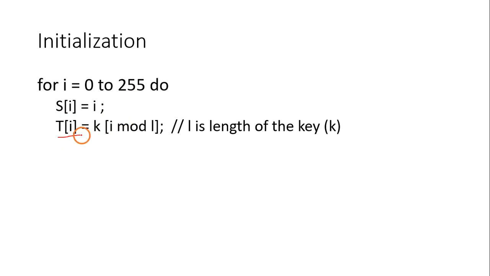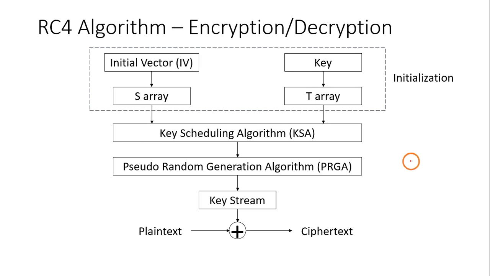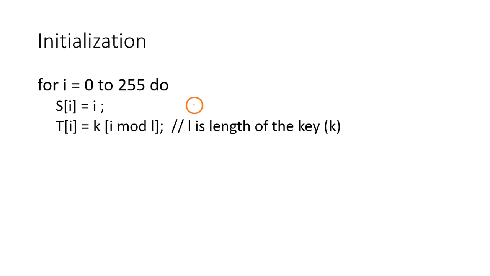Then what about the temporary array T? So I told you that the T array gets its contents from the key K, right? So this is the key given as input by the user. Now the content from K is going to be stored into the array T. The length of the T array is also 256, that is, cells 0 to 255 are there in the array, a one-dimensional array.